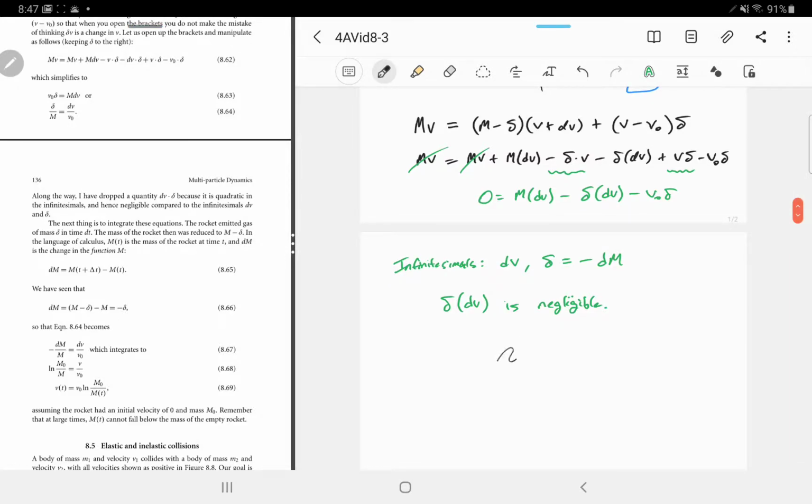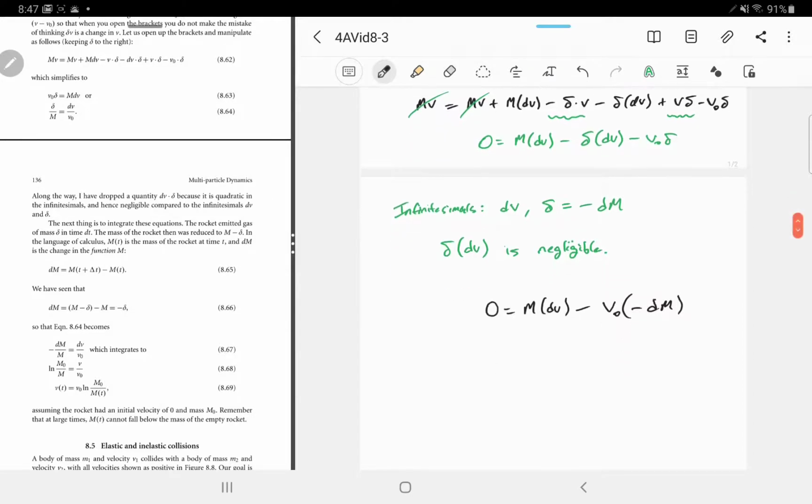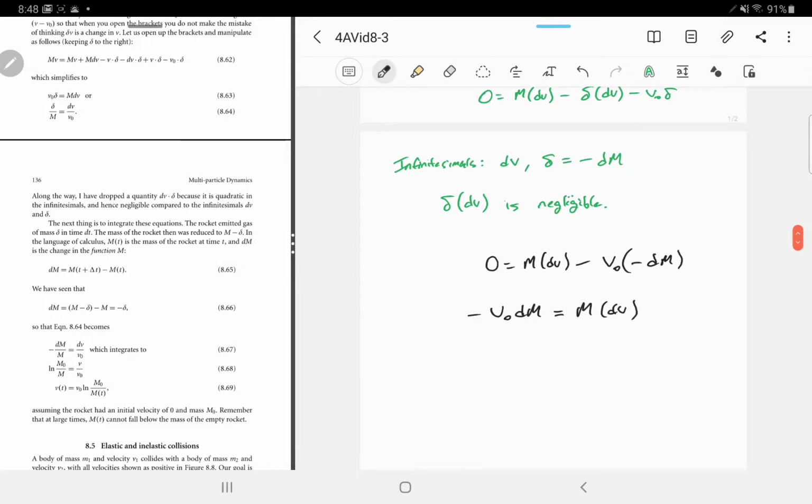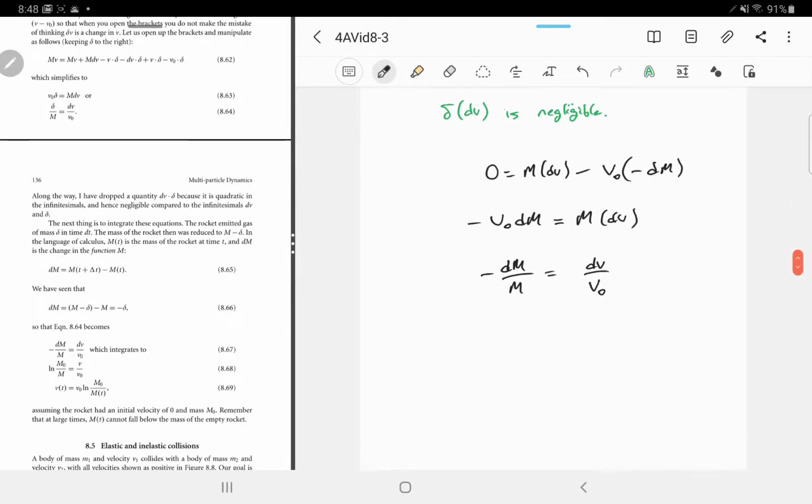So that means that 0 is equal to m times dv minus v naught times delta, but delta is minus dm. So that becomes a plus sign, but then moving it over to the other side of the equation, we get minus v naught dm is equal to m dv. This is a differential equation that we can solve by moving all the masses over to one side and moving the velocities over to the other. Remember, v is the velocity of the rocket, and v naught is the constant exhaust speed of the exhaust relative to the rocket.